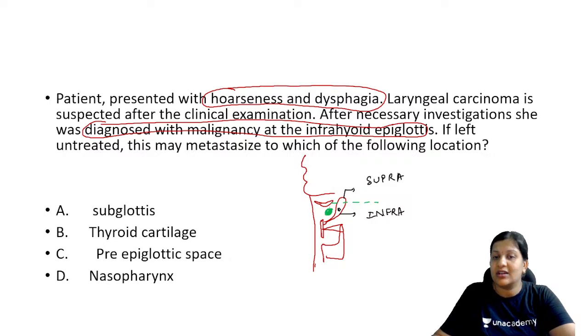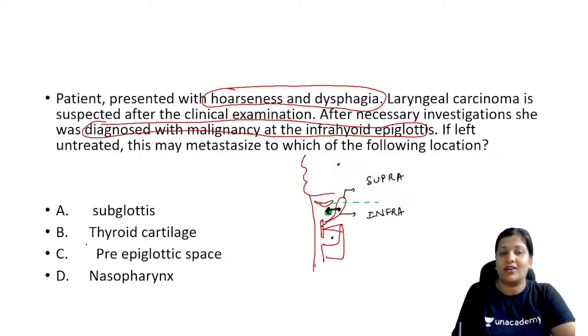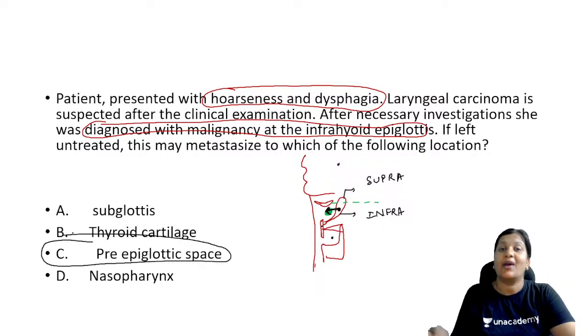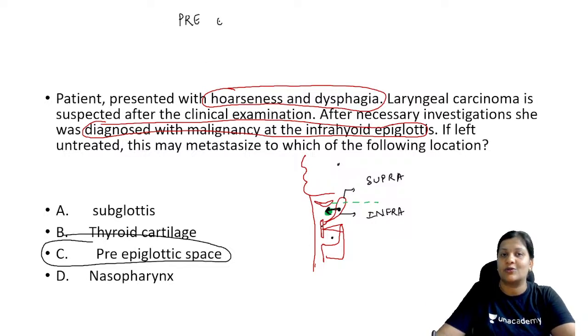Now, if there is a lesion in the infrahyoid epiglottis, would it go to the subglottis first, or would it go to the thyroid cartilage, or to the pre-epiglottic space, or to the nasopharynx? Which one is the most adjacent space where it can spread? Of course, it will go earliest to this space in front of the epiglottis, called the pre-epiglottic space. Now, I have a question to all of you. There is a name given to this space. Pre-epiglottic space is also called the space of dash. Anybody can tell me in the chat box what the pre-epiglottic space is also called?